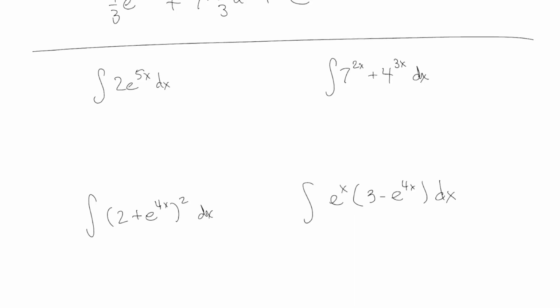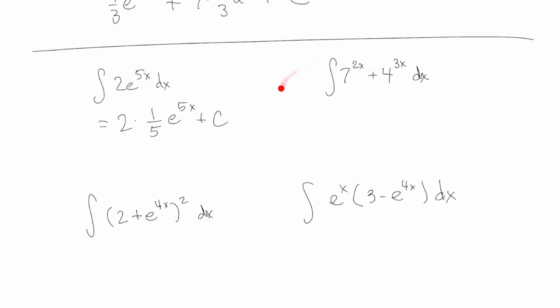All right, can we chat about this? Okay, so the first one is very straightforward, plugging into the formula. The 2 stays as a coefficient, and then you use the e to the kx formula. E to the 5x gives me 1 over k e to the kx, which is 1 over 5 e to the 5x, and then plus c.